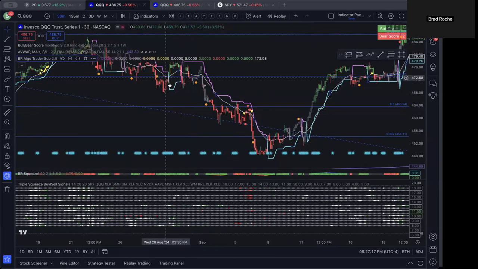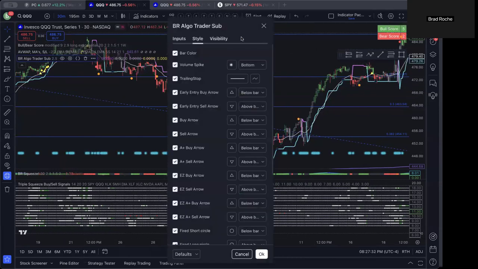So you can see here, we went from a neutral trend and then into a downtrend, into a neutral trend, and then into an uptrend. That's how it works, and it helps you be on the right side of the market on whatever time frame you're trading.